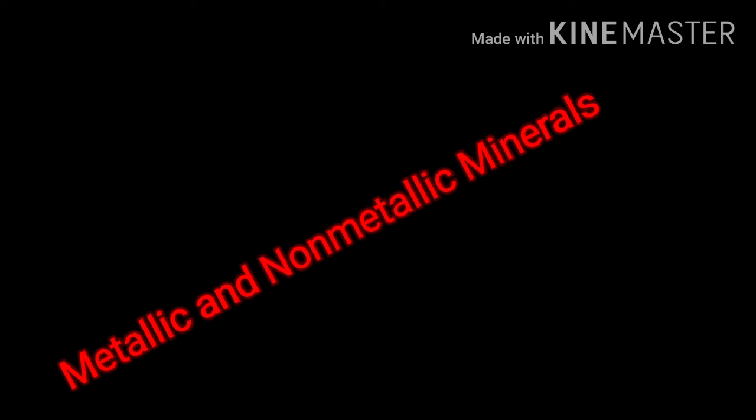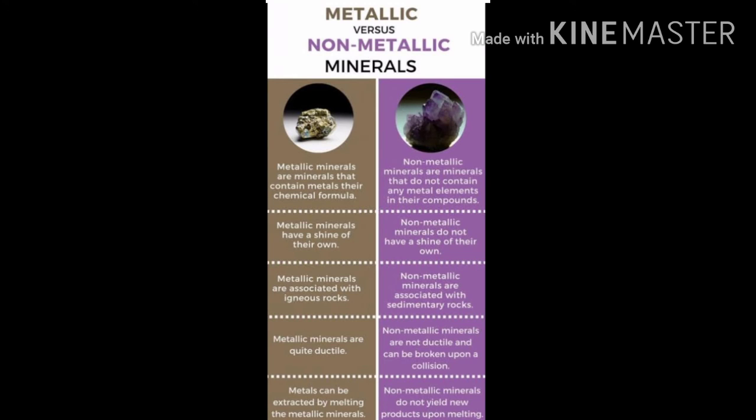Students, I would like to give you detailed information about metallic and non-metallic minerals. Now let's first understand the meaning of metallic minerals. Metallic minerals are minerals that contain metals in their chemical formula. Metallic minerals have a shine of their own. Metallic minerals are associated with igneous rocks. Metallic minerals are quite ductile. Metals can be extracted by melting the metallic minerals.